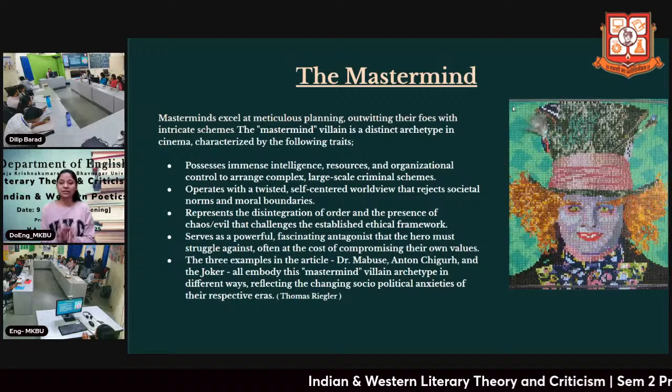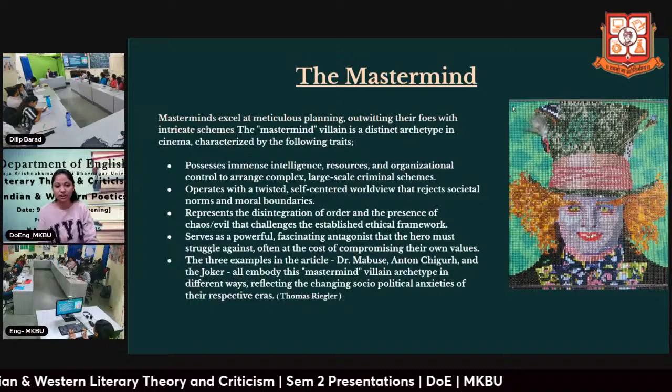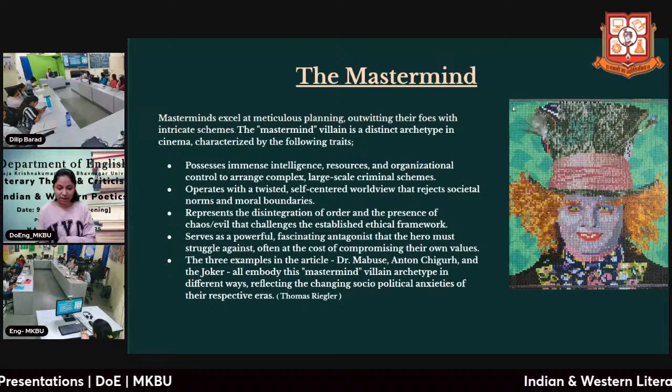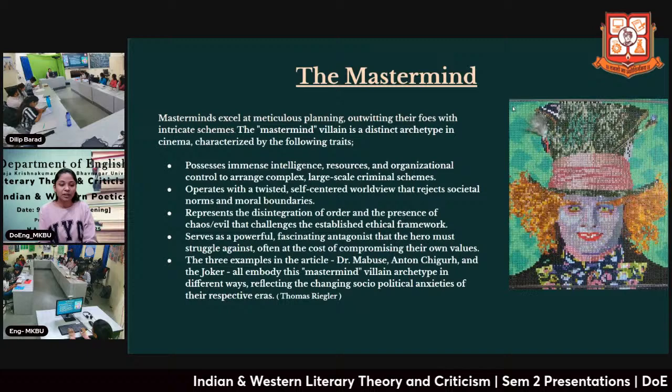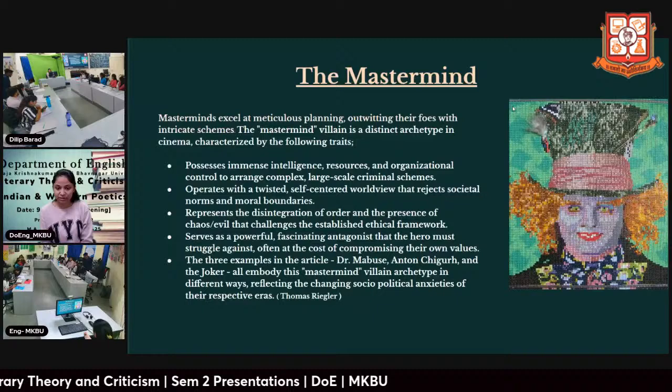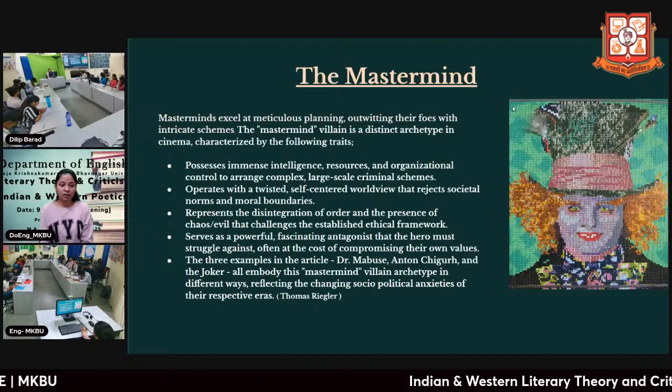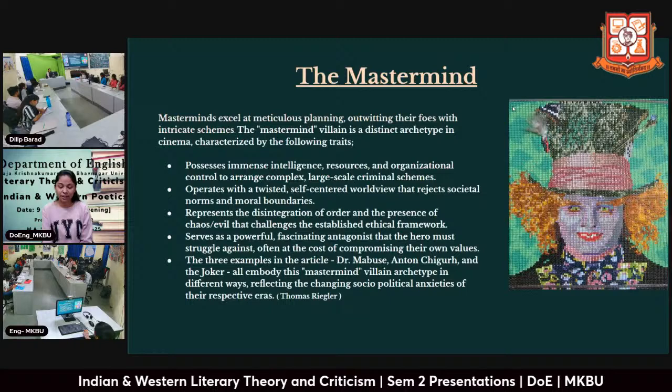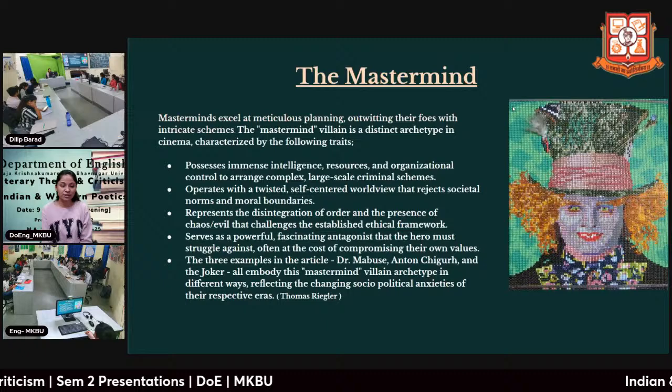There are several types of villains, but I'll be dealing with some of them. The first one is the mastermind. In an article by Thomas Regular, there are three critics talking about the masterminds among villains. They say that the mastermind possesses immense intelligence, resources, and organizational control to arrange complex, large-scale criminal schemes. Operates with a twisted, self-centered worldview that rejects societal norms and moral boundaries. Represents the disintegration of order and the presence of chaos or evil that challenges the established ethical framework.